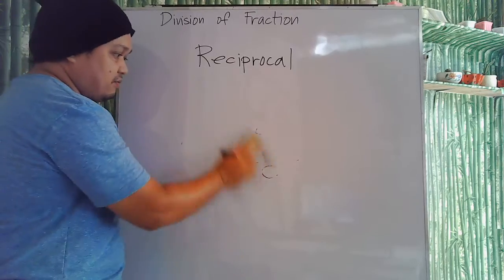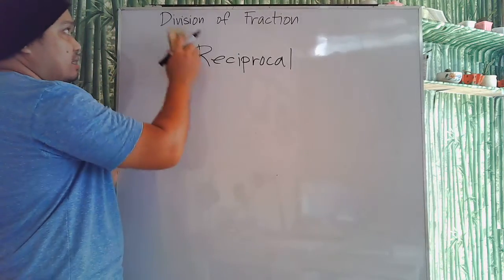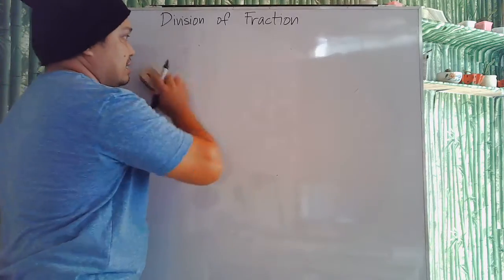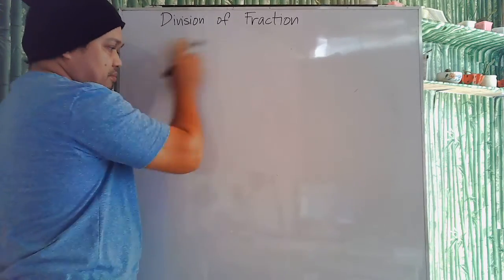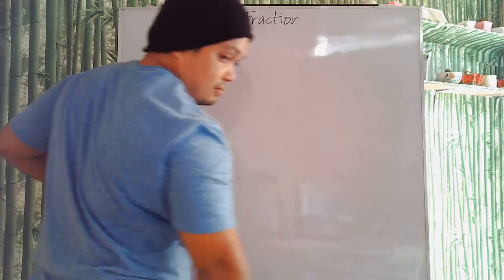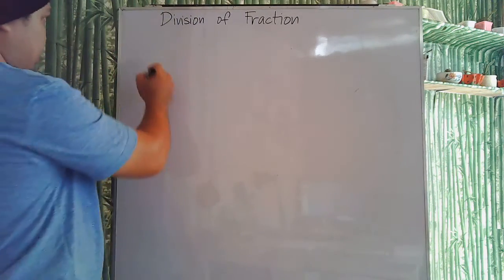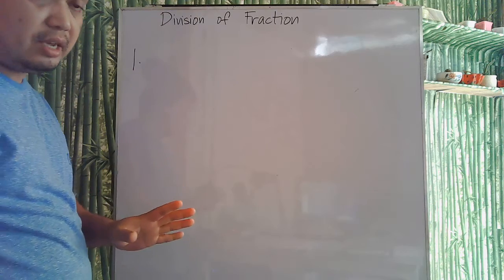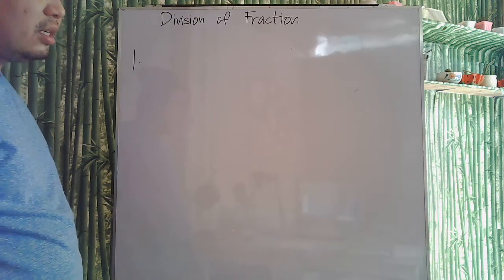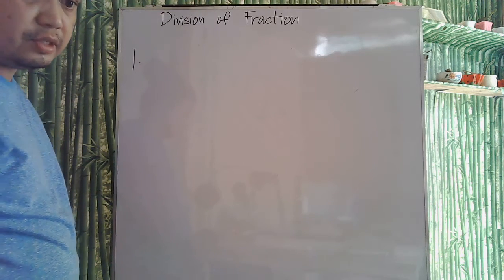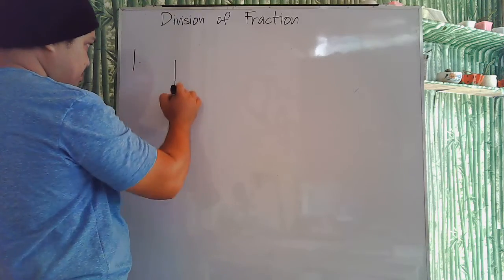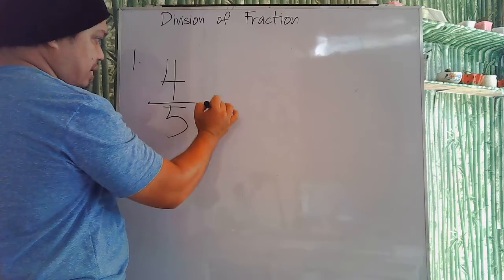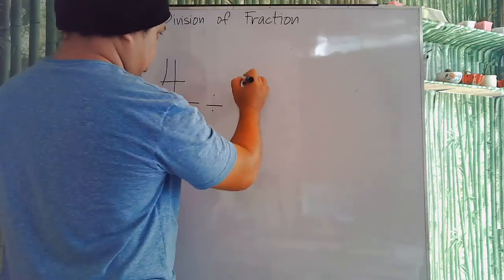Now, why is it important? Because in dividing fractions, we use the reciprocal. So, for example, let's divide 4/5. Let's just have 5 examples for this lesson, so that I will not take much of your time. So let's have 4/5 divided by 2 thirds.